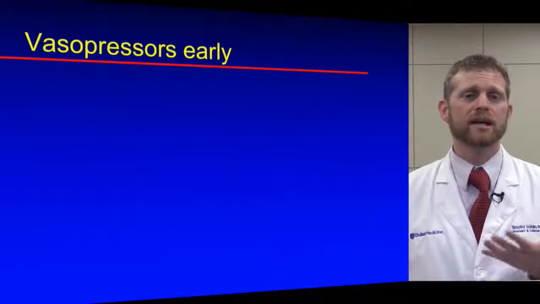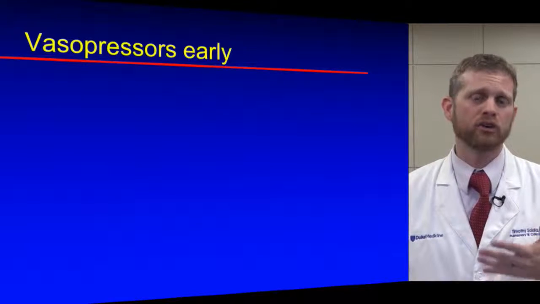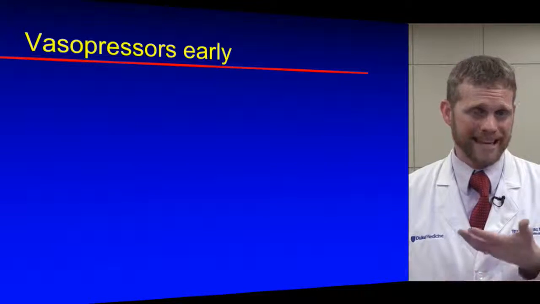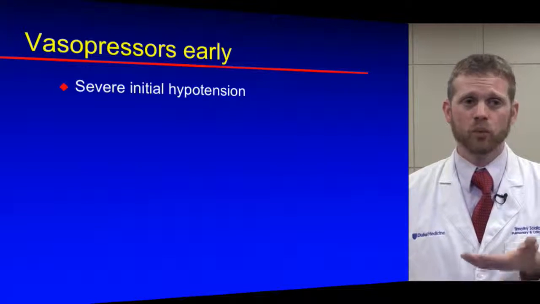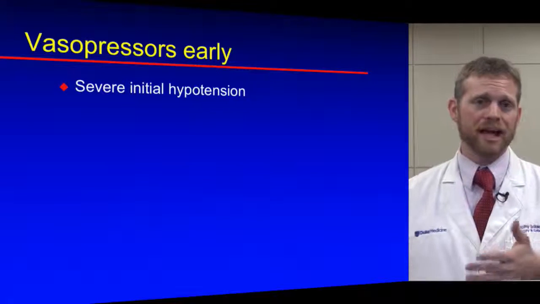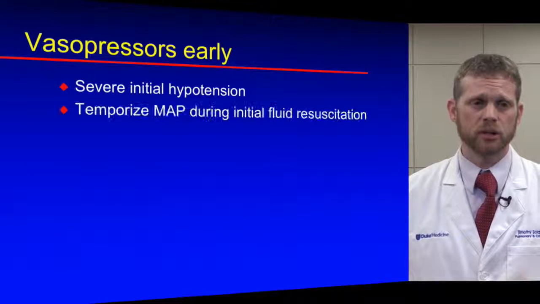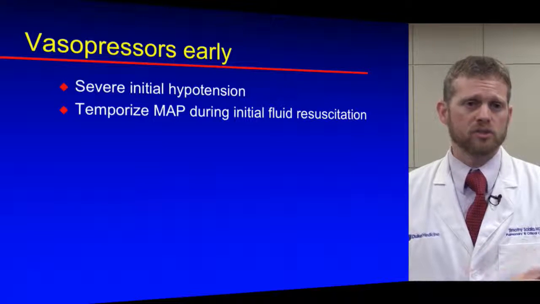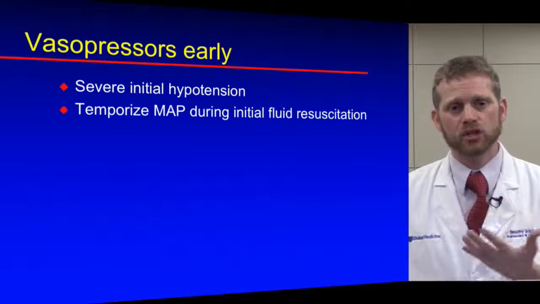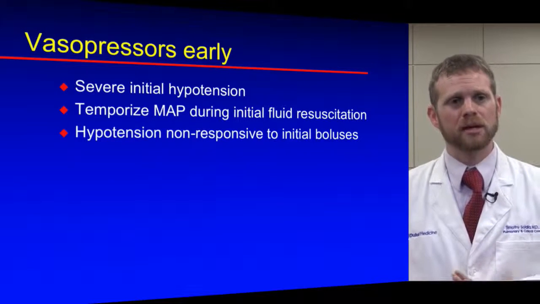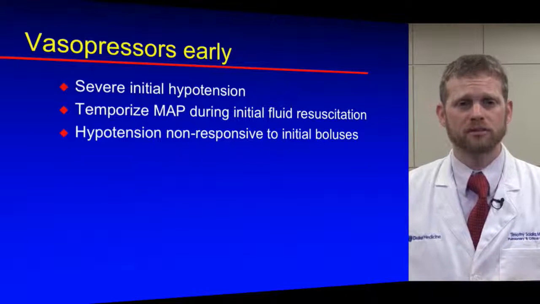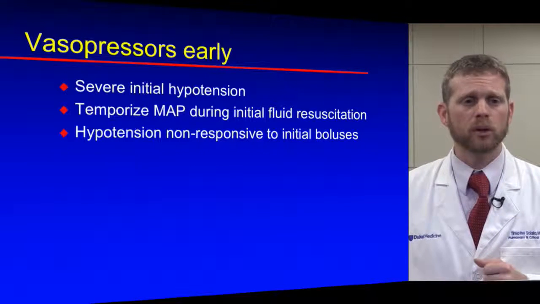So what do you do if, during your fluid boluses, a person's mean arterial pressure is staying below 60 to 65? Well, then you start vasopressors. You want to definitely do this in anyone with severe initial hypotension. You also want to start vasopressors to temporize the MAP as you start to get that initial fluid resuscitation in place. And then you definitely want to add it in people who are non-responsive to an initial fluid bolus.